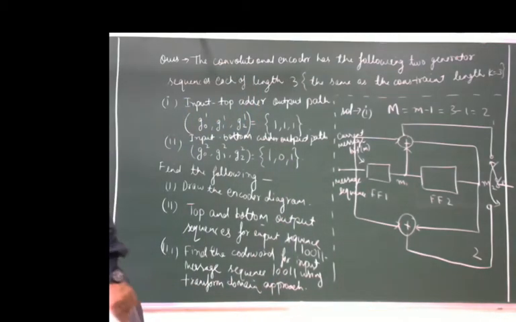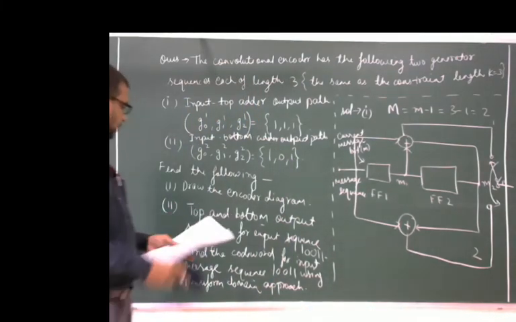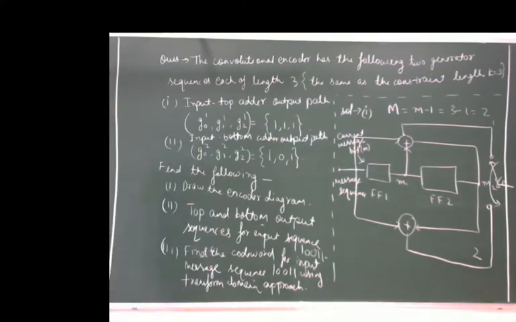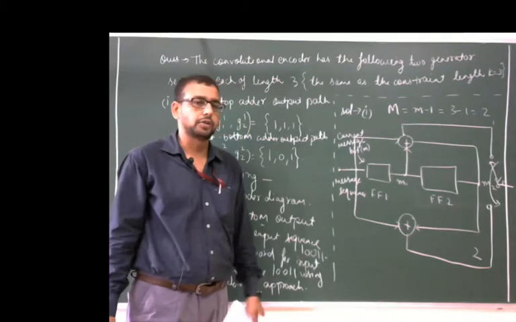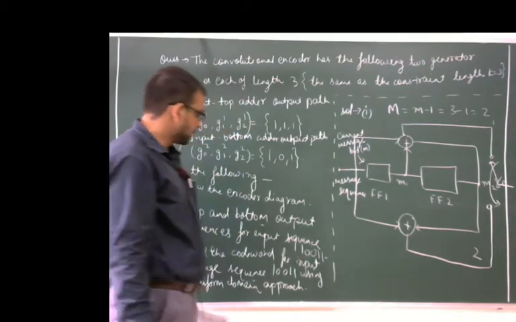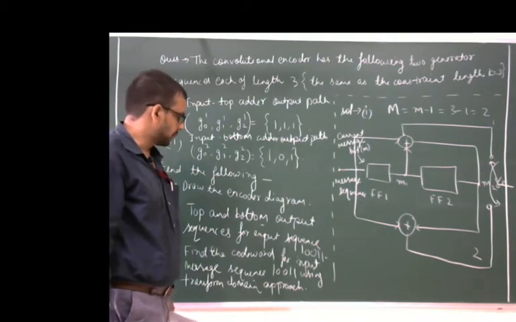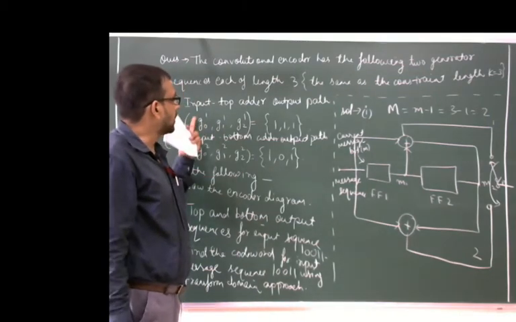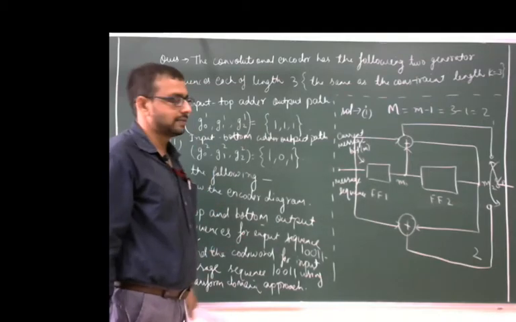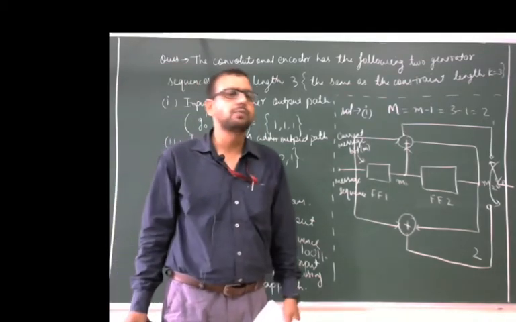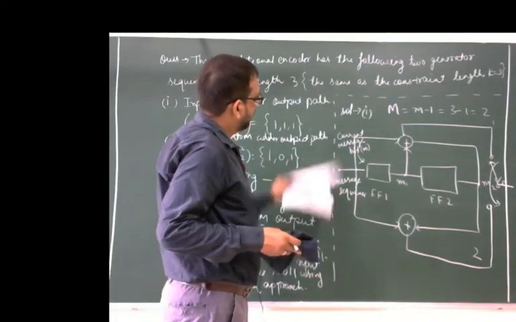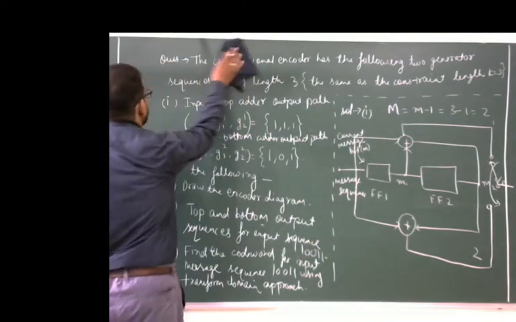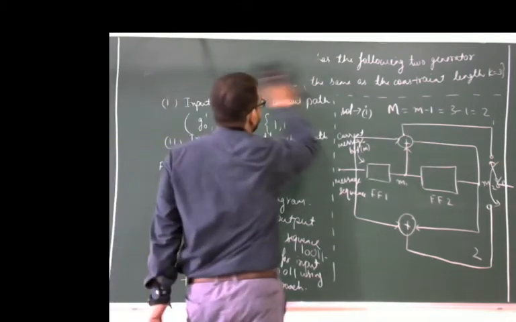Now the next part: what will be the top and bottom output sequence for the input message sequence? It means we have to calculate, when this is the message sequence, what the top and bottom outputs will be. Here is the top generator sequence and here is the bottom generator sequence. We have to calculate the output sequence as a bit stream. Now I think this is clear to you. Now the second part.